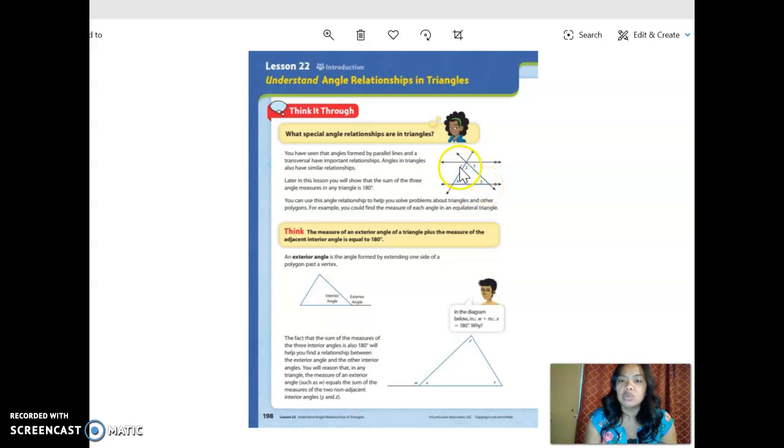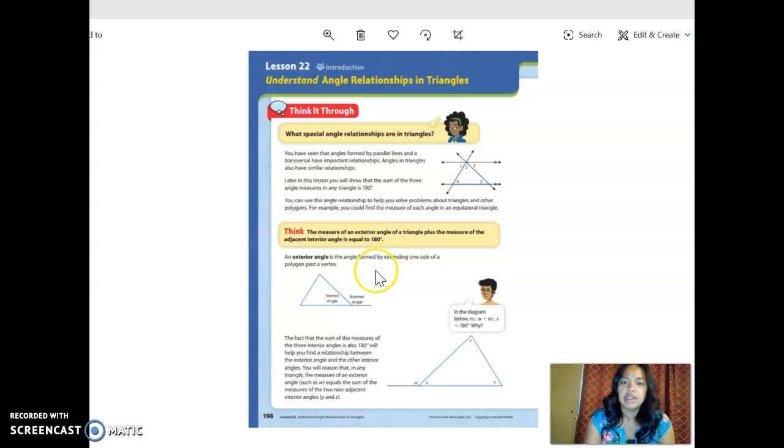So if angles 1, 2, and 3 equal 180 degrees because it makes that straight line, then angles 2, 4, and 5 also equal 180 degrees because angle 1 is congruent to angle 4, angle 3 to angle 5, and angle 2 is still angle 2. Okay, so the next part, let's go ahead and read this part. It says the measure of the exterior angle of a triangle plus the measure of the adjacent interior angle equals 180. Okay, and so what in the world are they talking about here?